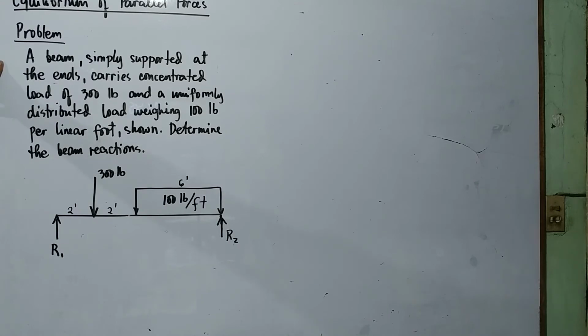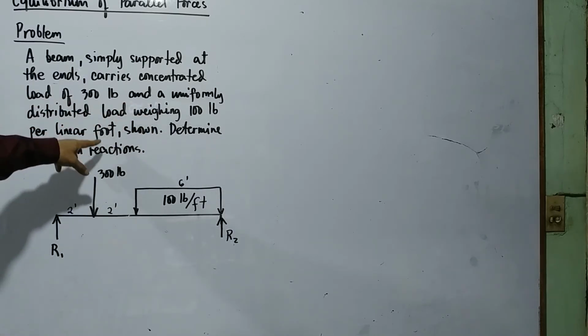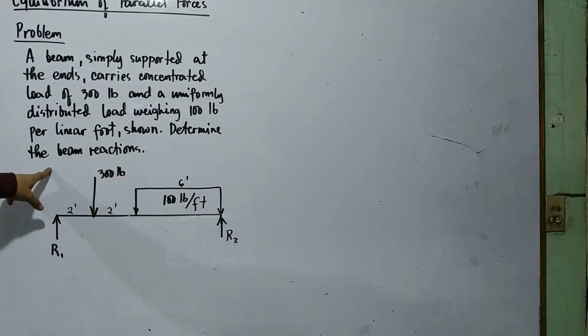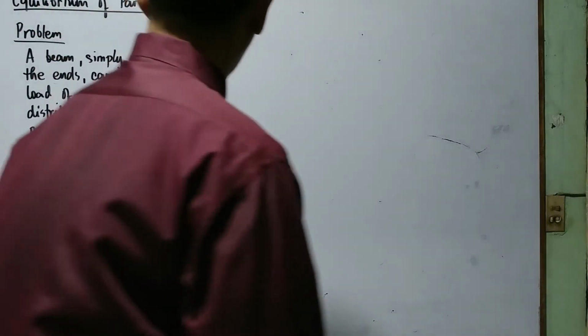For equilibrium of parallel forces, we have this. A beam simply supported at the ends carries a concentrated load, this one, 300, and a uniformly distributed load weighing 100 pounds per linear foot as shown. Determine the beam reactions, or determine R1 and R2.